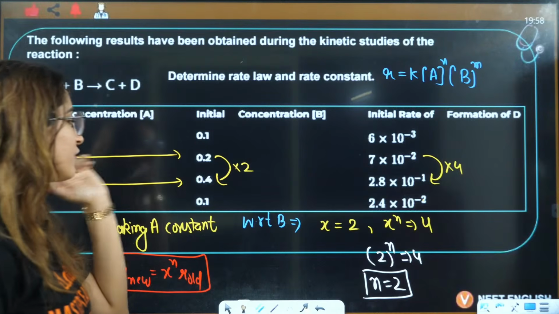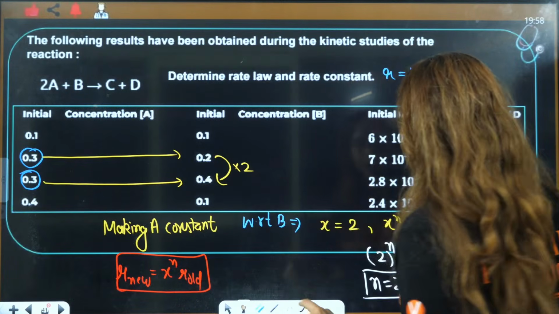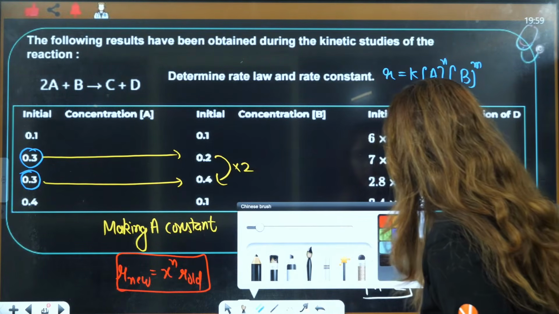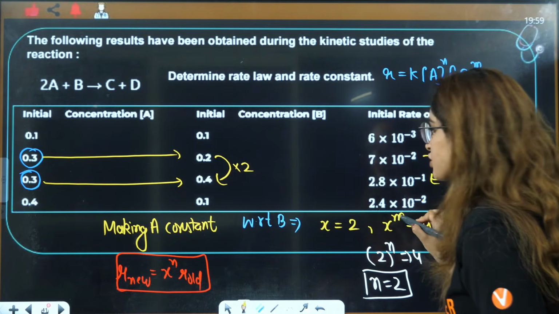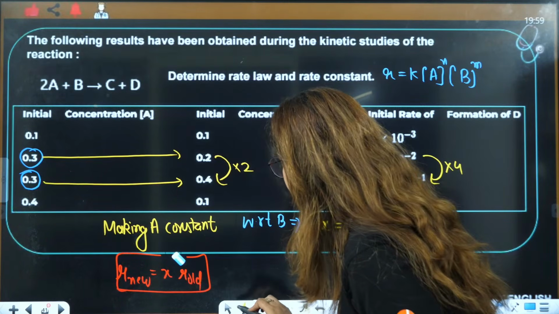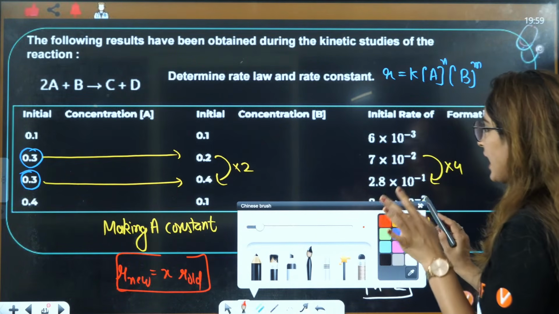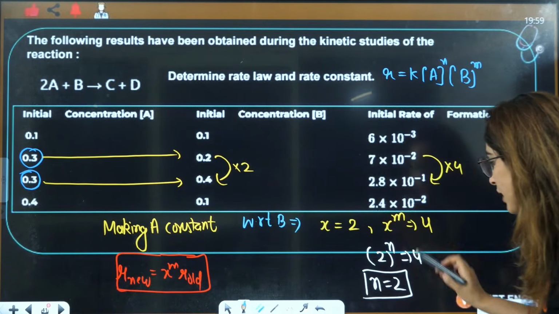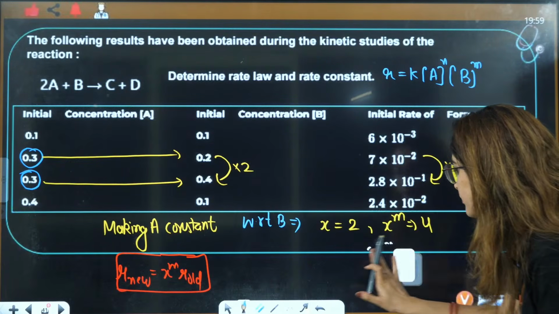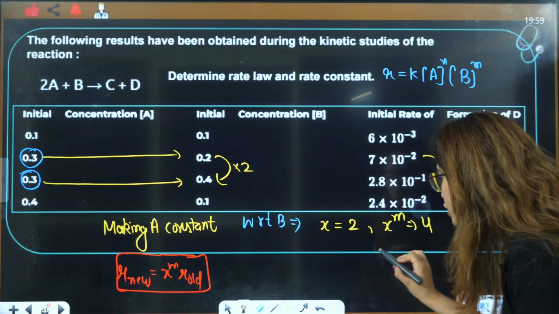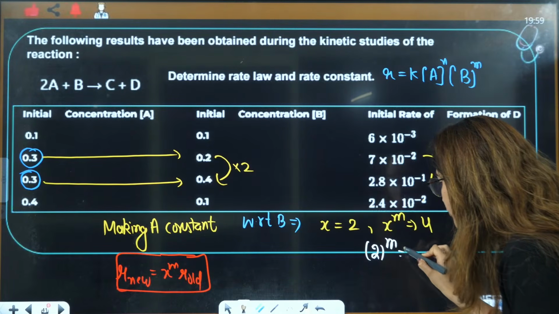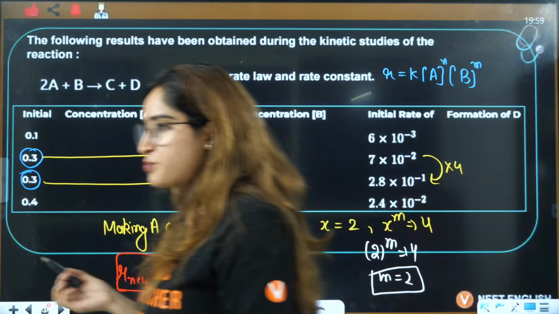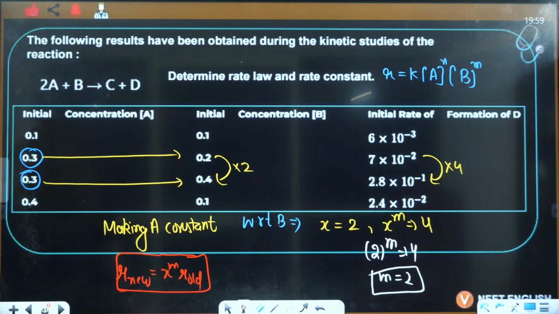And with respect to B, it is M now. So I should write here M. Why should this be M? Because for the order of the reaction with respect to B, I have taken it as M. So can I say that 2 raised to power M is equal to 4? That is, M should be equal to 2. If M is 2, only then it is possible. Otherwise, it's not possible. Right?